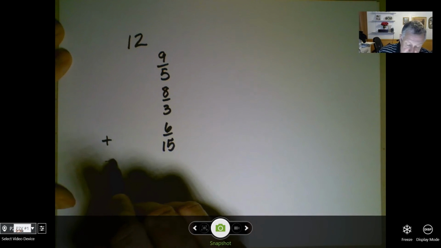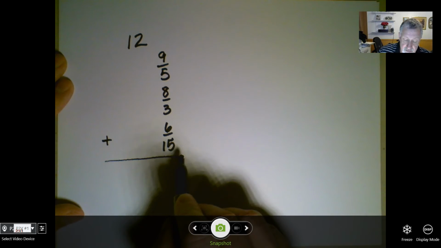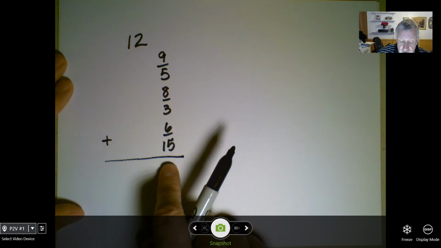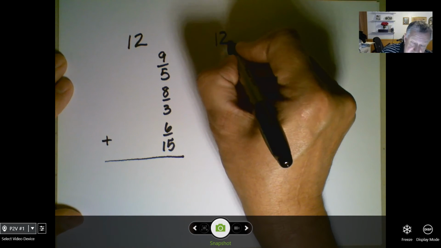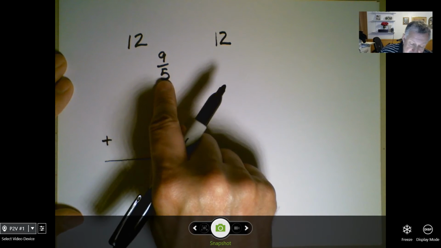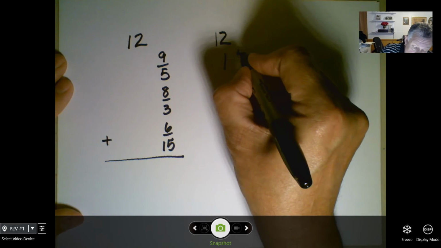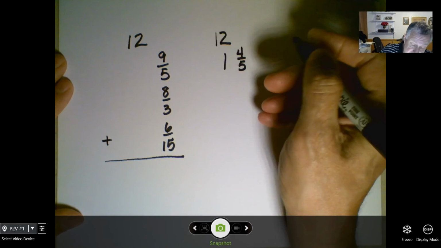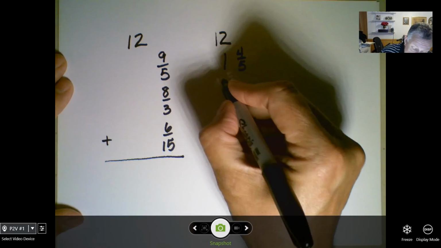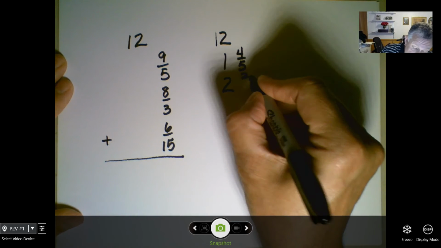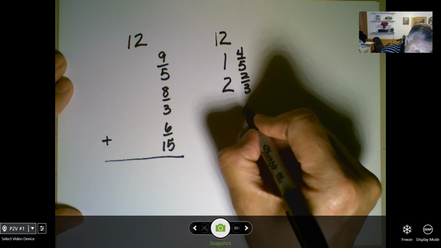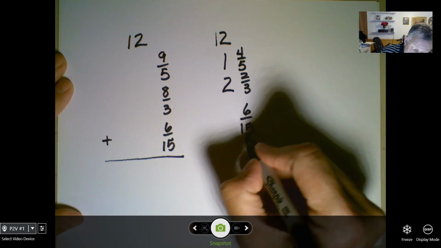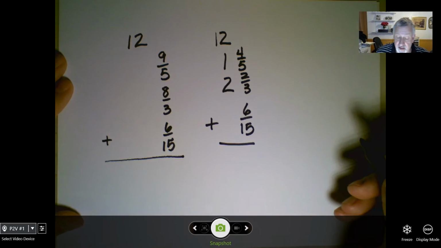So here are all the numbers I need to add up. And the first thing I'm going to do is change any of these that are improper fractions into mixed numbers. So 12 is fine. 9/5 is 1 4/5. 8/3 is 2 2/3. And 6/15 is fine like it is. Still looking to add all those together.